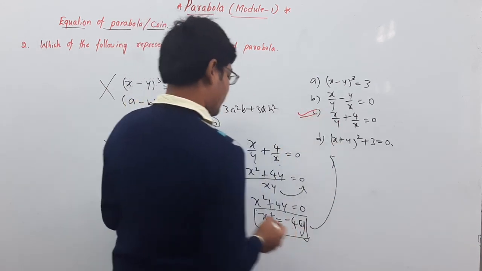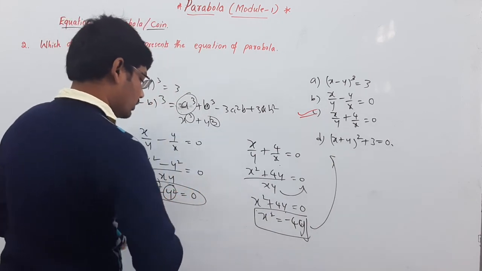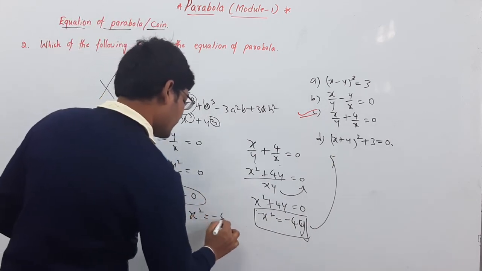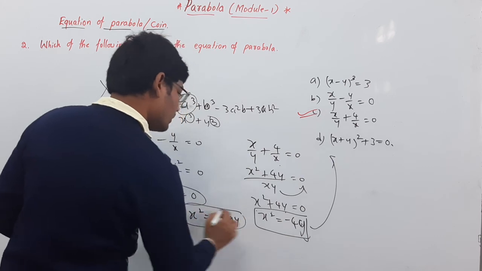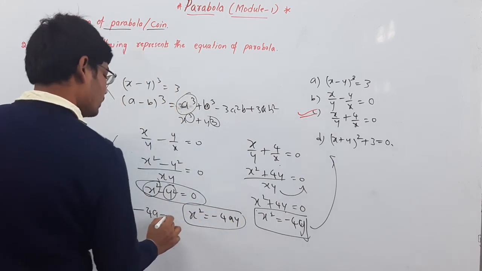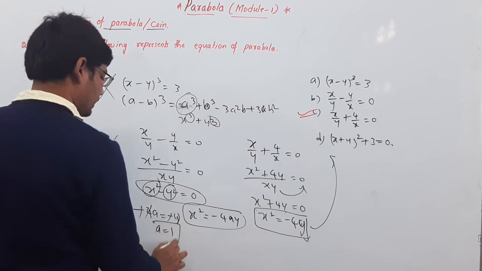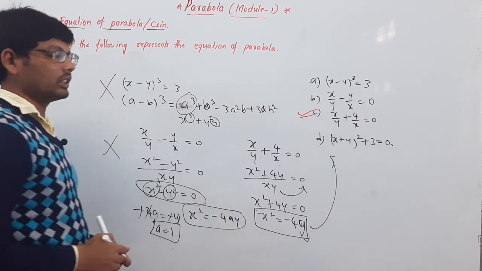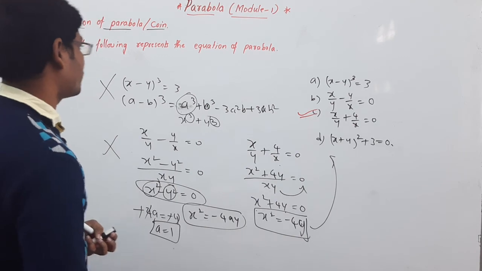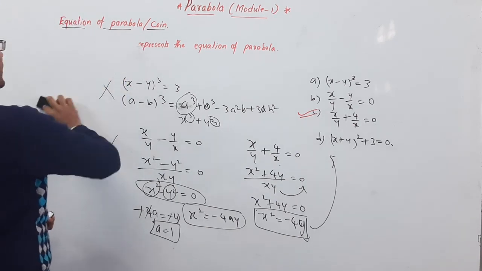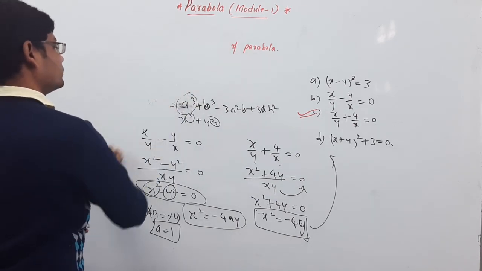So it is the general form of a standard parabola here: x square is equal to minus 4ay. Here 4a is equal to 4, the minus gets cancelled. a is equal to how much here? 1. So this is the solution for this question, and then the next topic and next question.